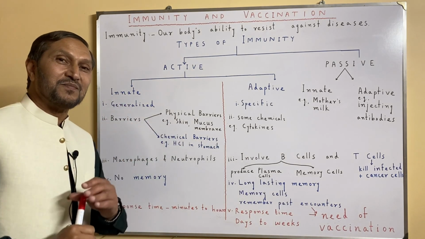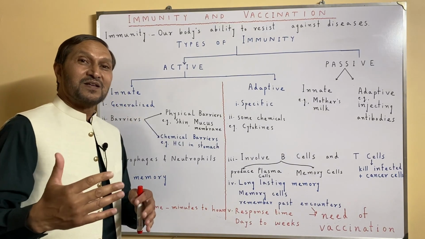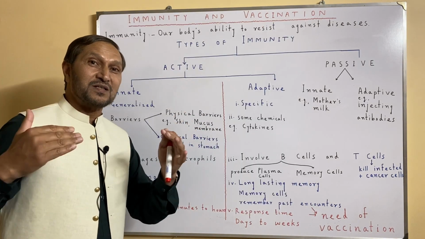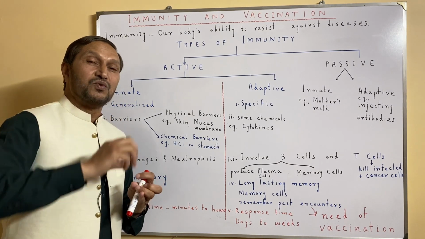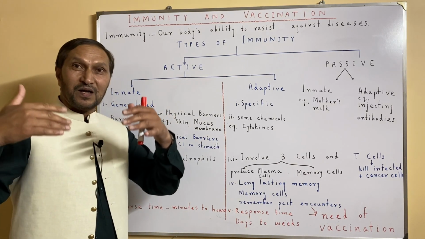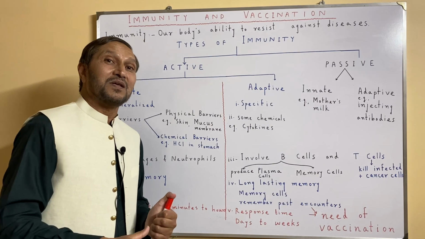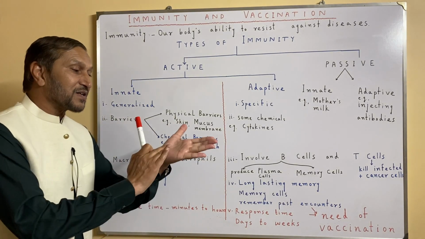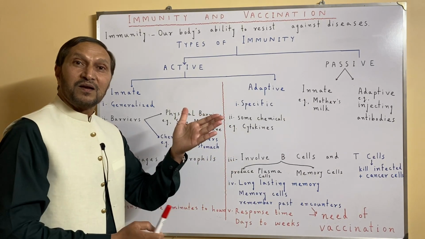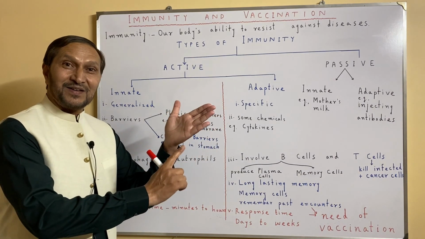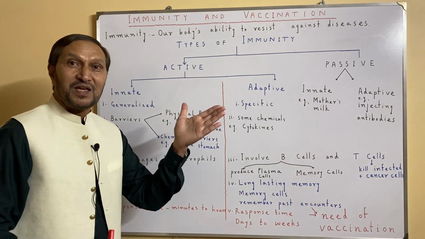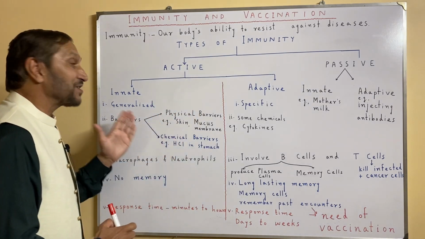Like in ancient times, in the past, there were castles and strong walls of the castles which used to prevent the invaders from coming and entering into the city. The strong walls of the fort, the castle, used to prevent the enemy. The same is the case with skin. Our skin is also a kind of castle, a kind of strong wall. It is the physical barrier. If the skin is there, the microbes, bacteria, viruses, different kinds of germs cannot enter into our body.